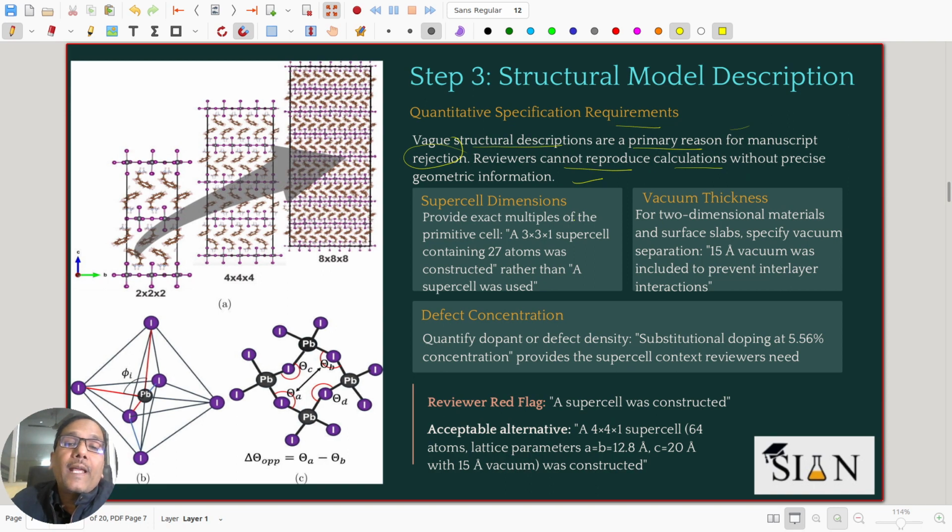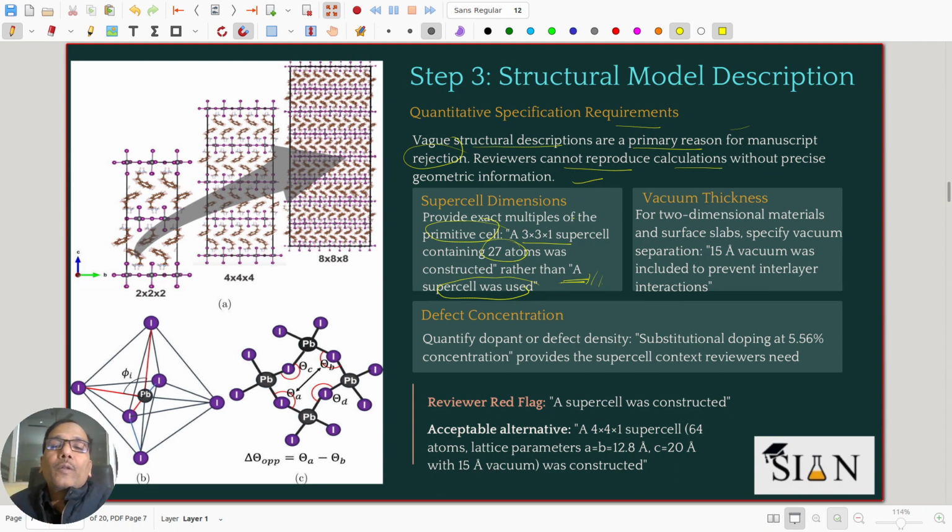For example, provide the exact multiple of the primitive cell, that is a 3 cross 3 cross 1 supercell containing 27 atoms. Saying 'a supercell was constructed' is just a vague statement. So you have to clearly mention the dimension, 2 cross 2 cross 1, 3 cross 3 cross 1. Even in several papers I mention that the primitive cell is shown in a figure, and then the supercell is 2 cross 2 cross 2 or 3 cross 3 cross 2.